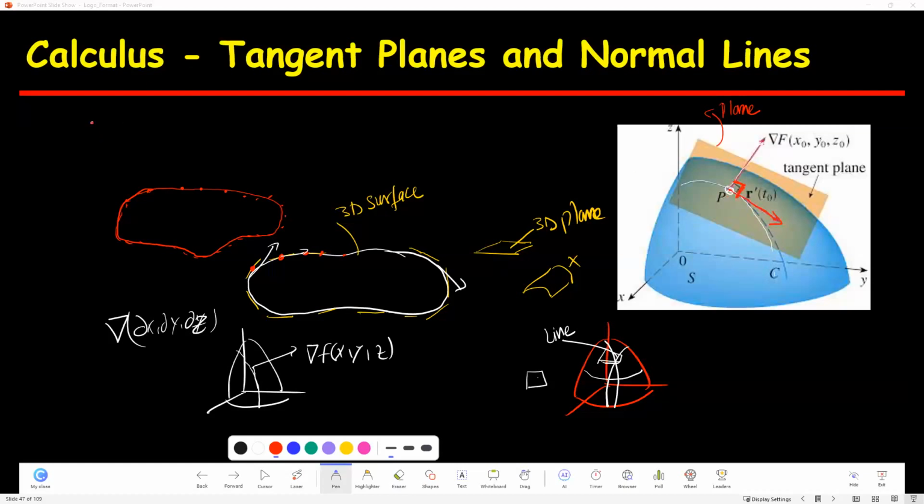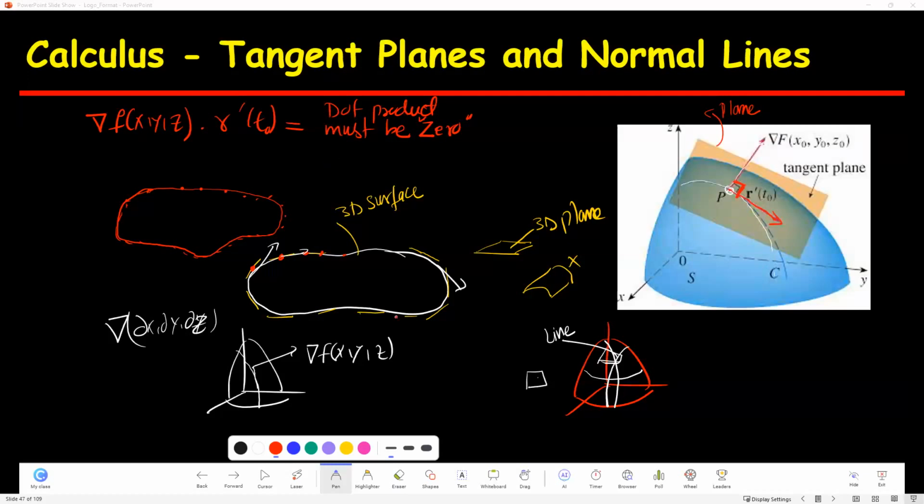So if I'm writing like this, dot this vector, the dot product must be equal to, must be 0. Right? Dot product must be 0, and that is how we create the equation.